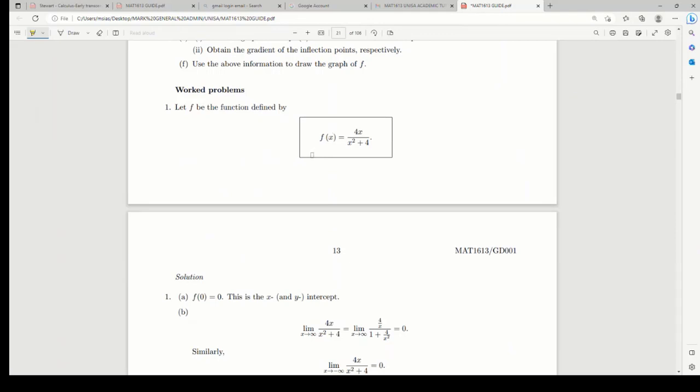We can look at this function here and try and draw the graph of this function. So what I'll do is I'll just go through it and just make some notes on it as I go along. Just make this a bit thicker.